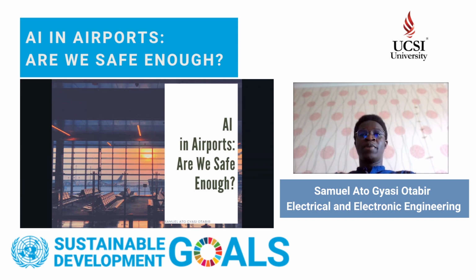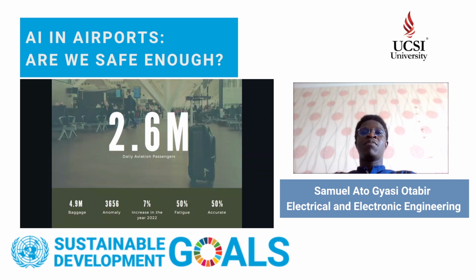So, in today's topic, we'll be talking about AI in airports. Are we safe enough? Think of it for a while. Now, before we begin, I want to give you some statistics. On average, in a day, about 2.6 million people use the airport, and about 4.9 million baggages go through the airport, and there are 3,356 anomaly objects. Anomaly objects are things that are not wanted on an airplane or in an airport.